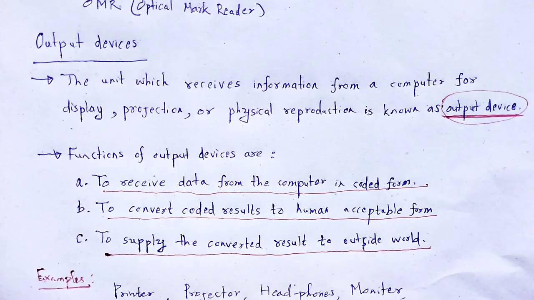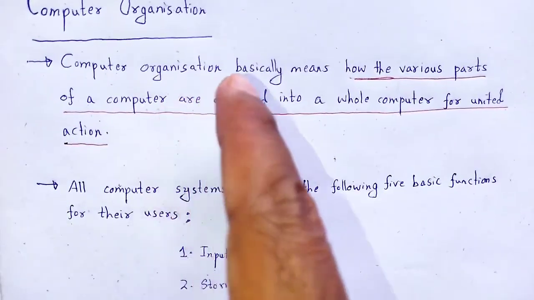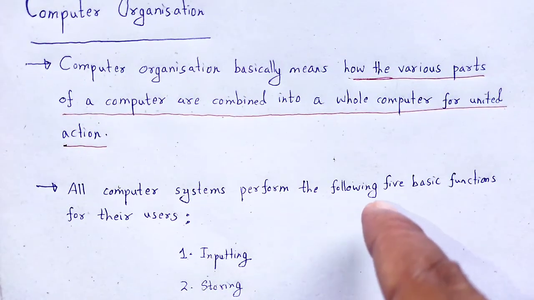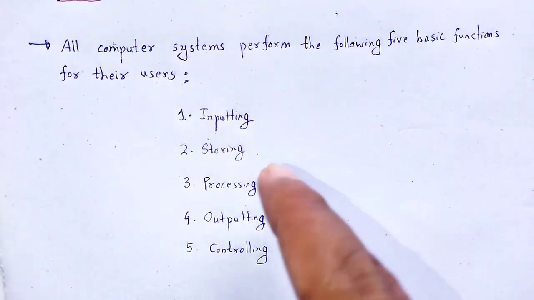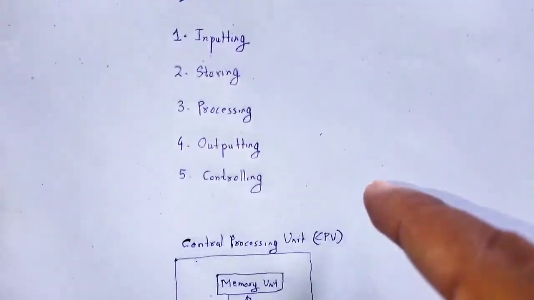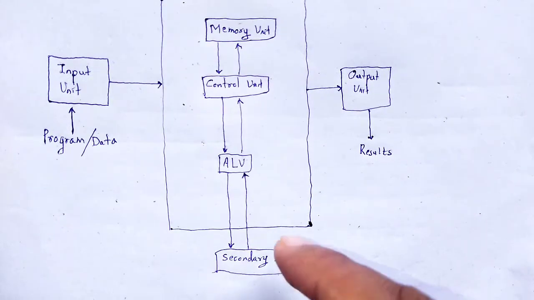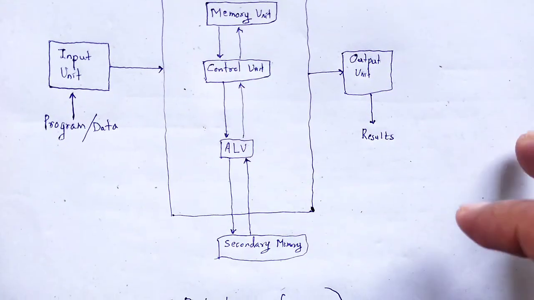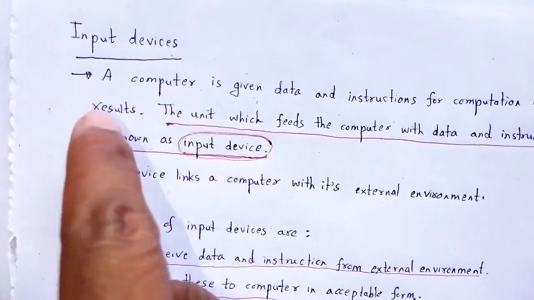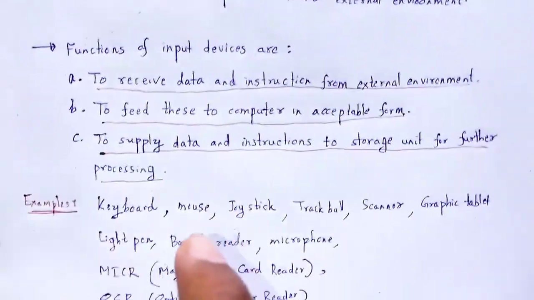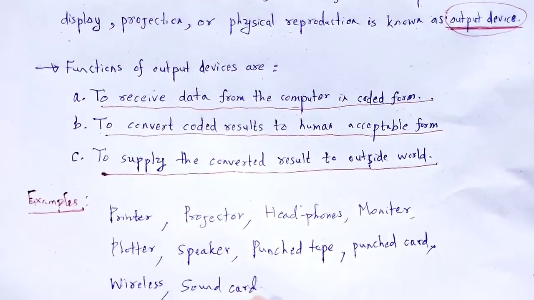So here, with the help of this video lecture, we understand computer organization, the basic functions of a computer, that is, inputting, storing, processing, outputting and controlling. These basic functions are shown with the help of a block diagram. Idea of input and output devices. Input devices, their function and examples. Output devices, their function and examples.